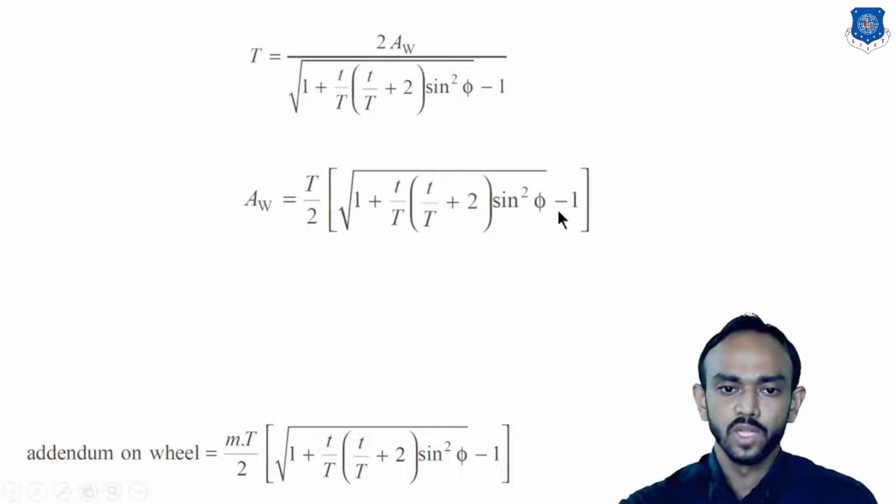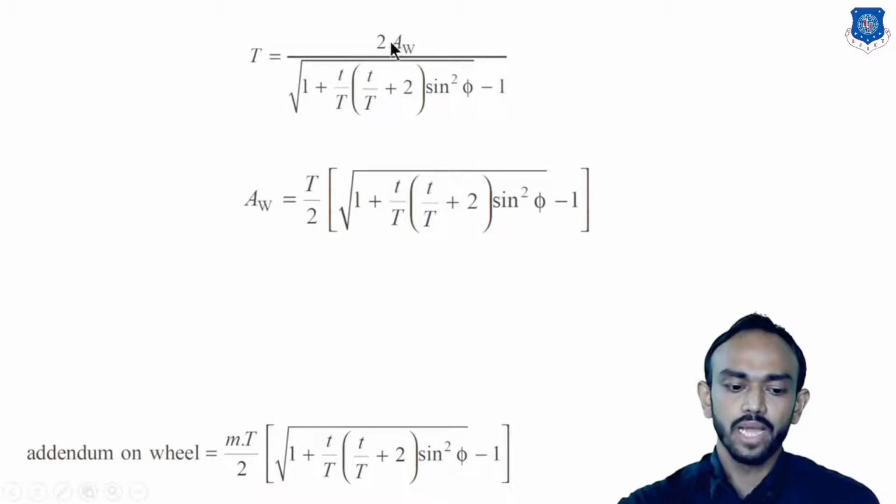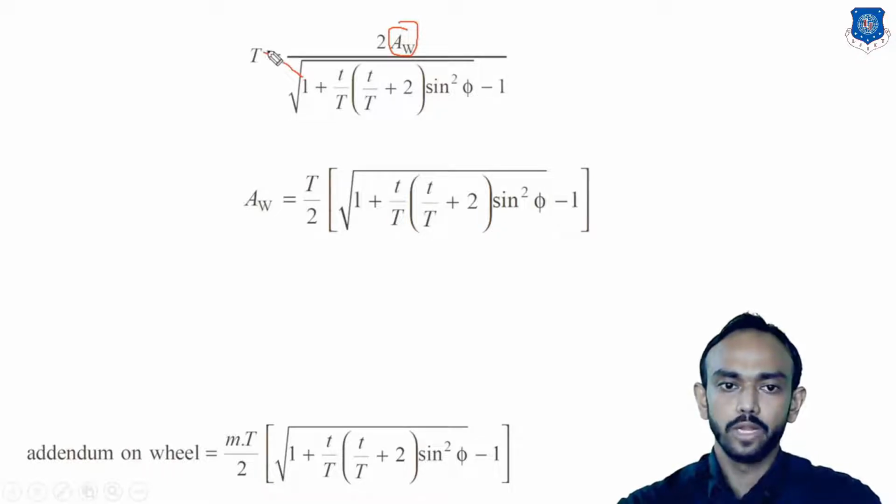Let's start. We are going to make capital AW the subject, so this is going to multiply here and divide by 2, giving capital T by 2 into this. Now what is the addendum? The addendum is equal to module into capital AW. So we are going to multiply m on both sides, here and here.